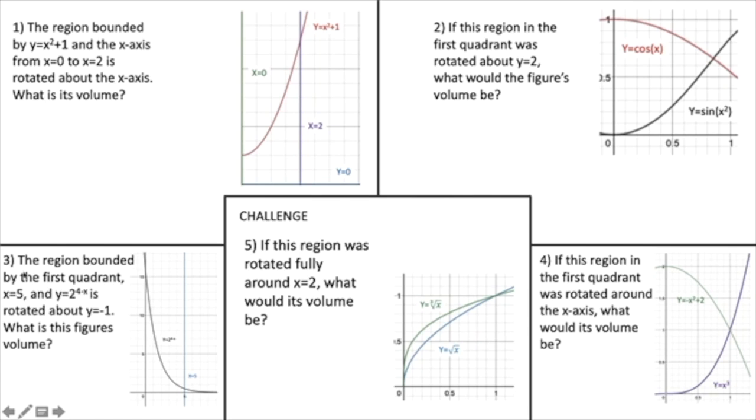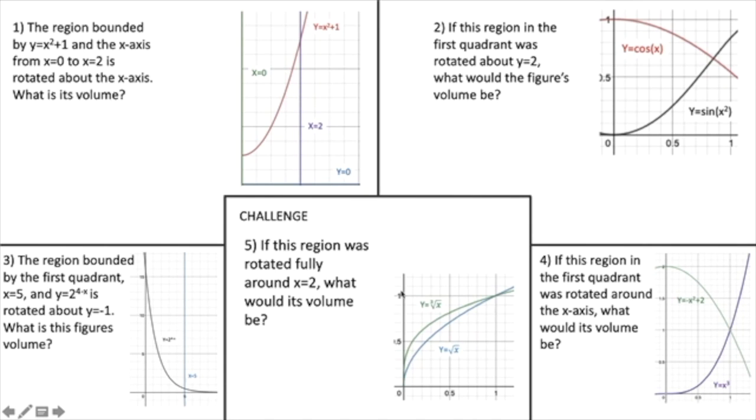Number 3, it would have been a disk if it was rotated about the x-axis, y equals 0, but it is actually rotated below at y equals -1, so it is a washer essentially. A washer with the axis of rotation that's different. And then number 4, it's just a simple washer rotated about the x-axis, find the volume.